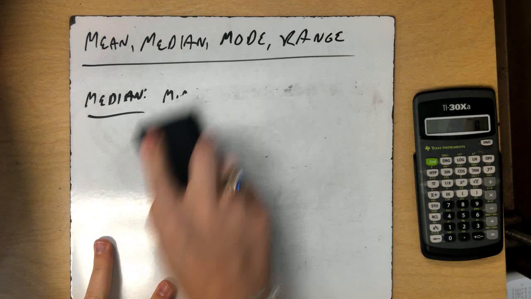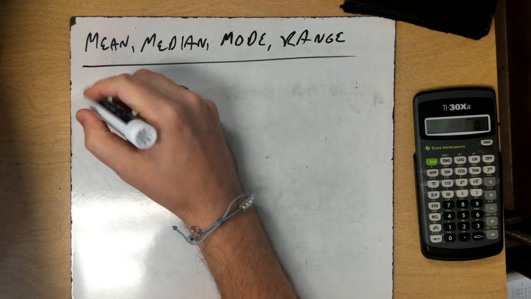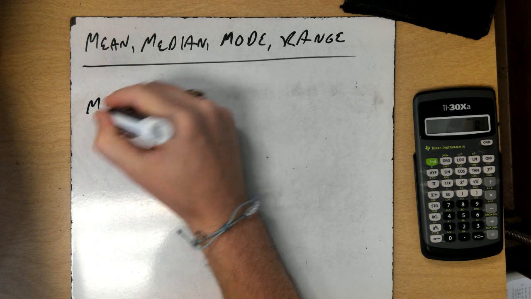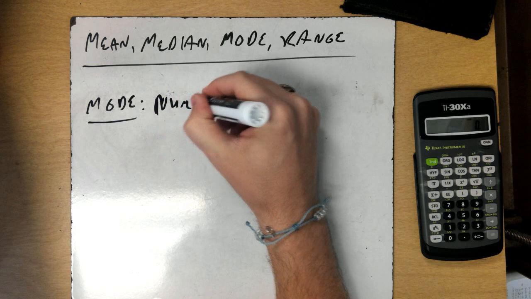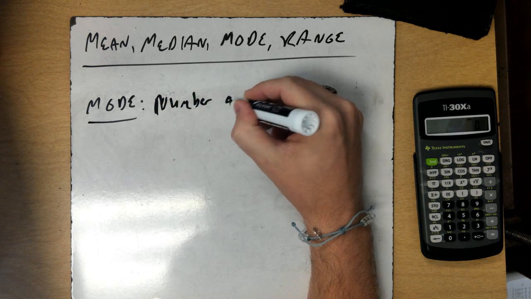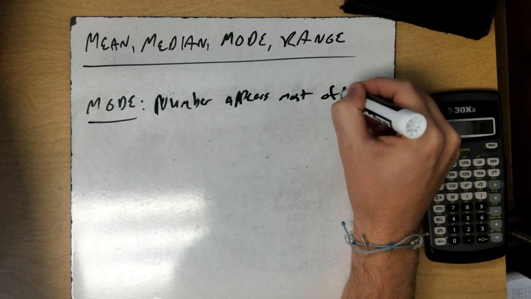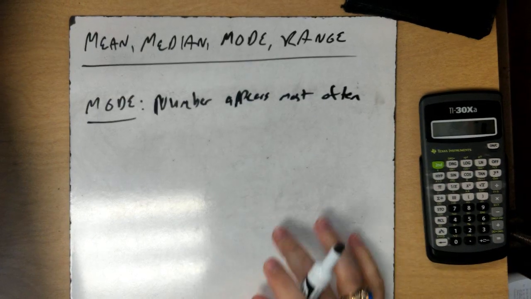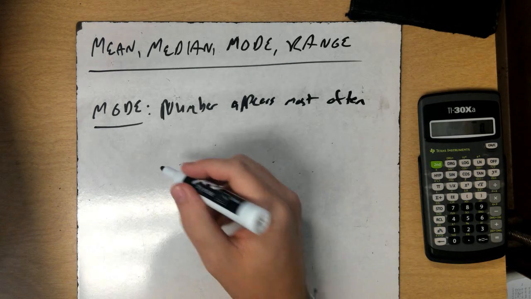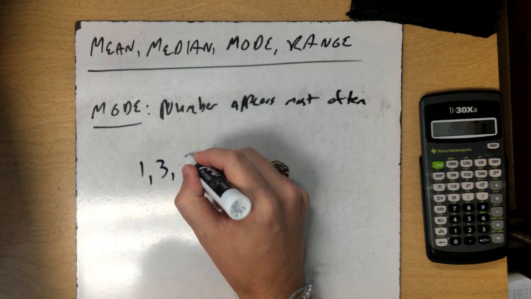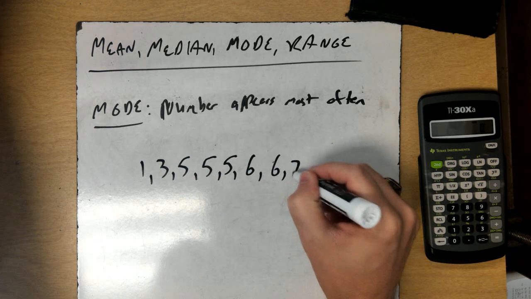All right, moving on to mode. The mode is the number that appears the most often. So mode, all right, is the number that appears most often. Okay, so let's have some data. Let's do 1, 3, 5, 5, 5, 6, 6, 7, 10.